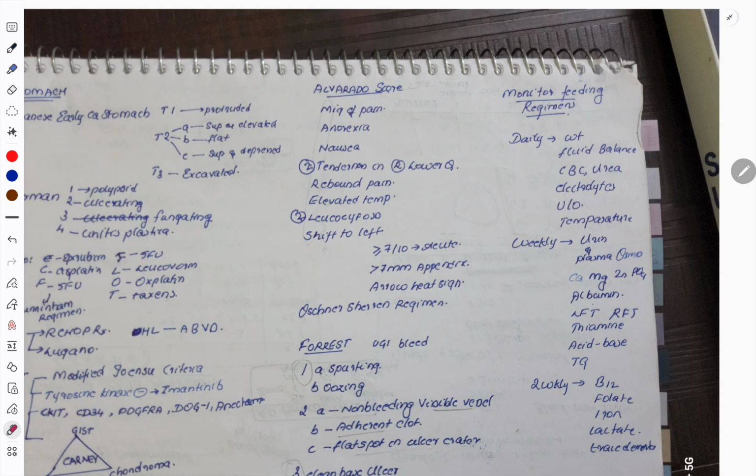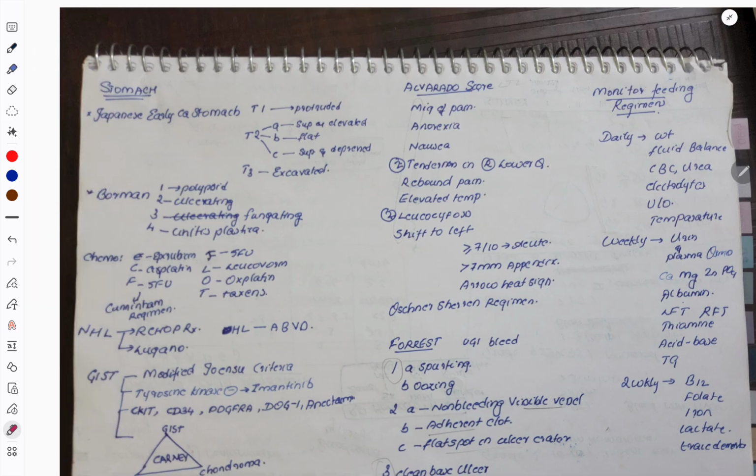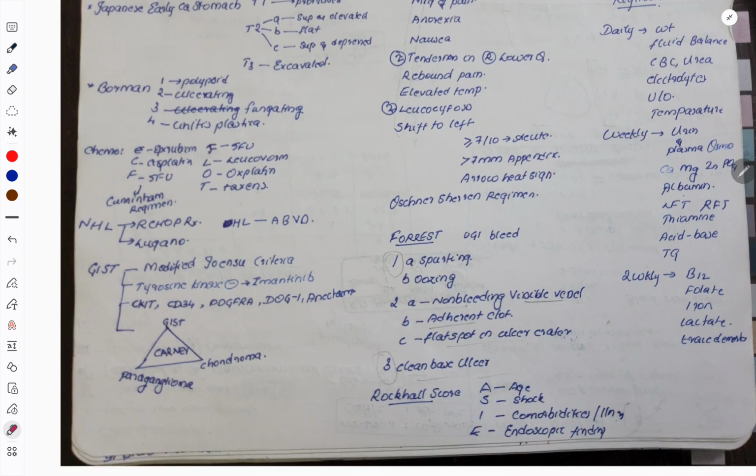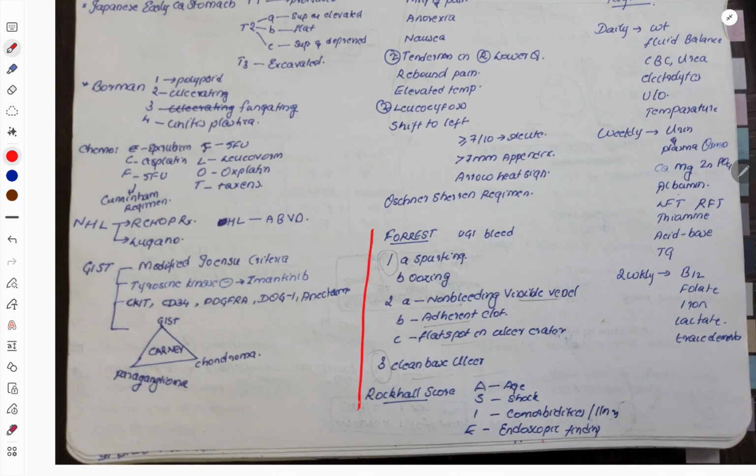From the endoscopy, I have what is known as the Forest classification. So this is the Forest classification in endoscopy that we have. In that we have Forest 1, 2, 3. 1 has spotting, oozing. 2 can be A, B, C. A is non-bleeding visible vessel, B is adherent clot, C is flat spot in ulcer crater, and 3 is clean base ulcer.